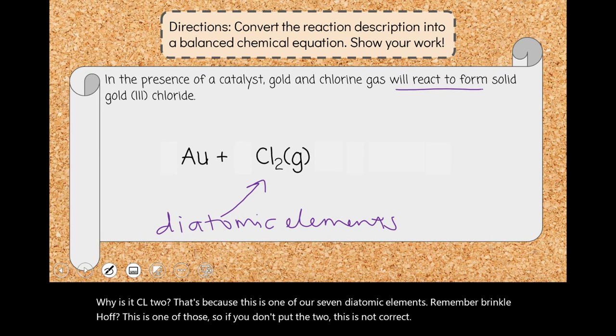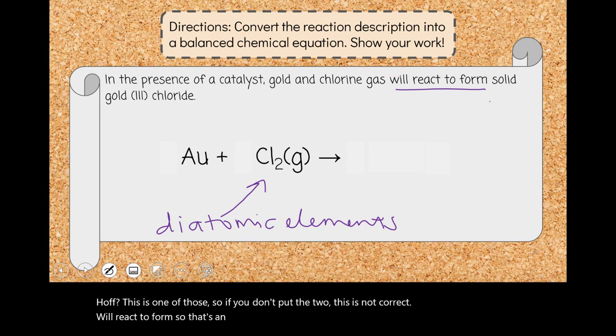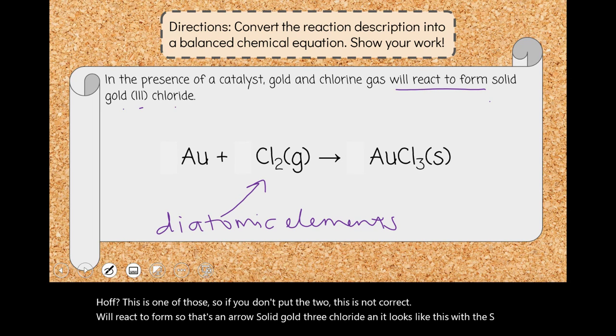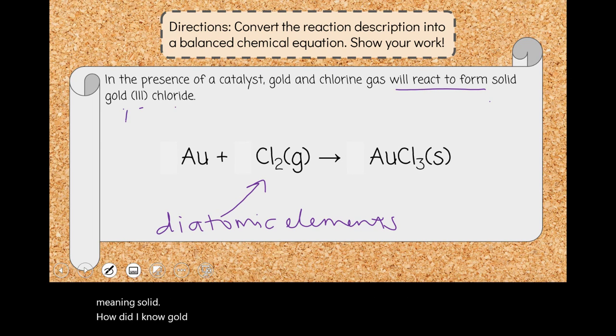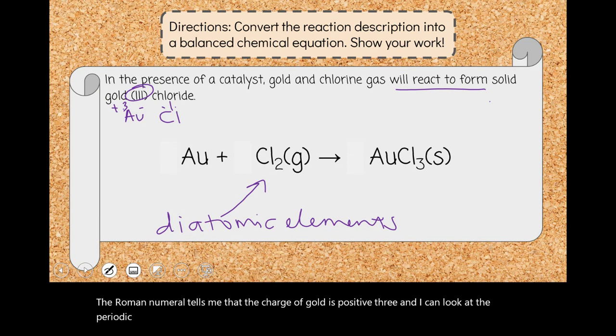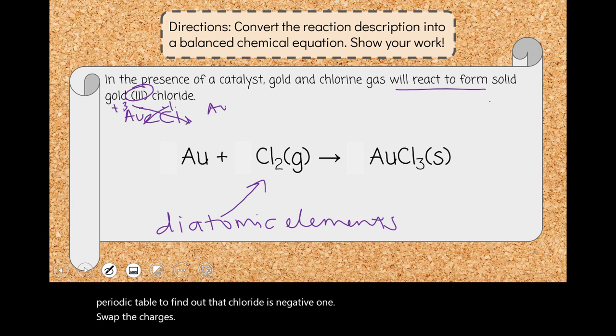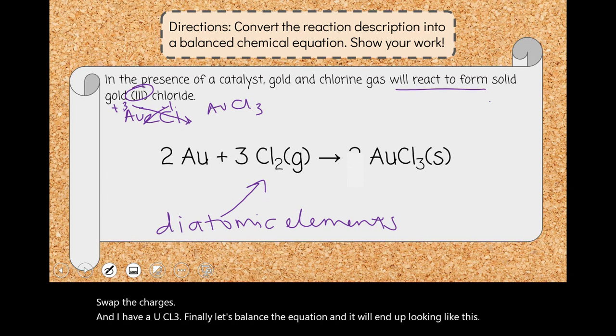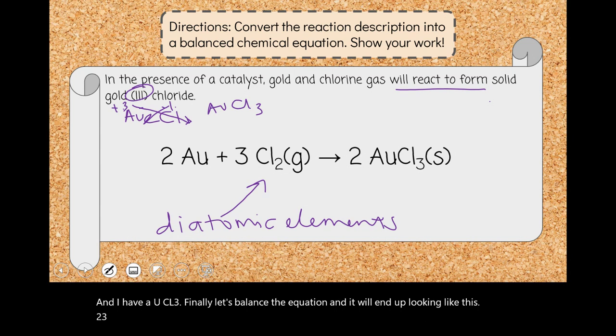Will react to form, so that's an arrow, solid gold 3-chloride. And it looks like this, with the S meaning solid. How did I know gold 3-chloride was AuCl3? That's because gold is Au, chloride is Cl. The Roman numeral tells me that the charge of gold is +3, and I can look at the periodic table to find out that chloride is -1. Swap the charges, and I have AuCl3. Finally, let's balance the equation, and it will end up looking like this. 2, 3, 2 are the coefficients.